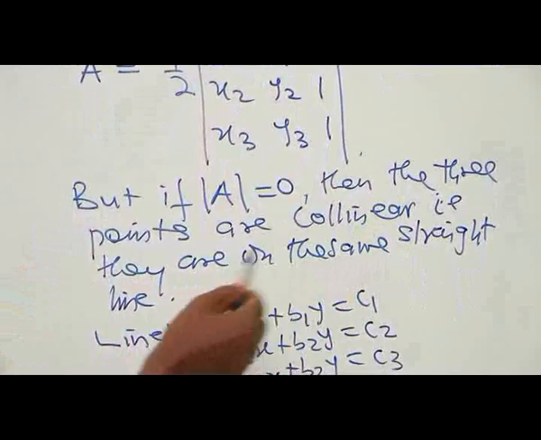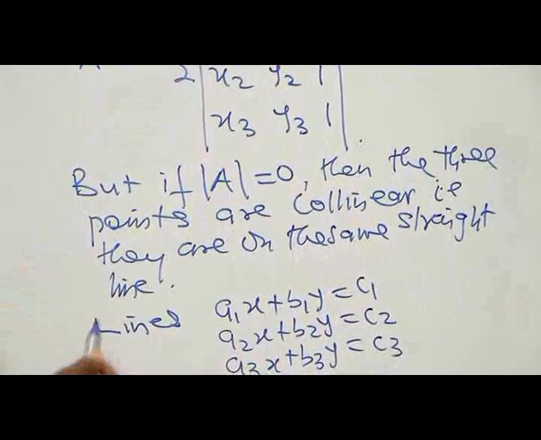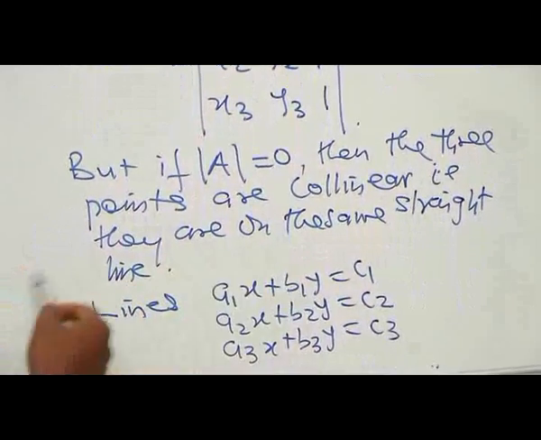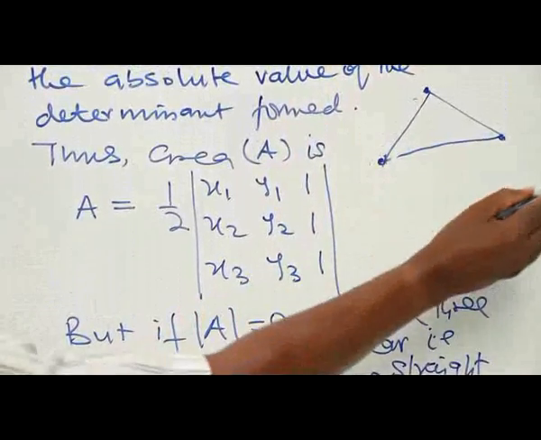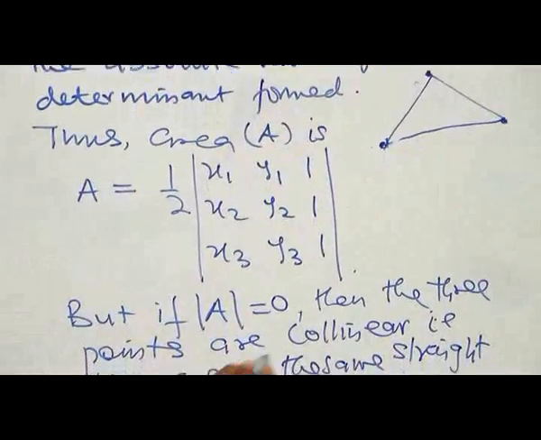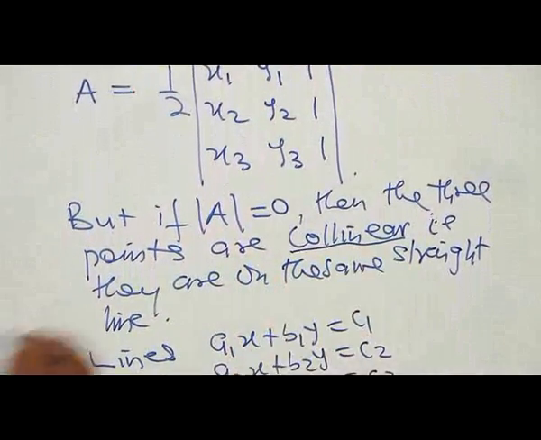But if the determinant of A happens to be equal to 0, then the 3 points are collinear. What do you mean by being collinear? That is, they are on the same straight line. Like as you have this point here now, they will be on the same straight line. That's what we mean by being collinear. They are on the same line.